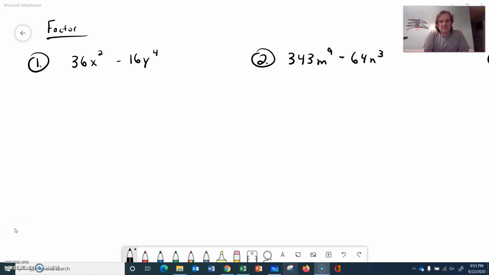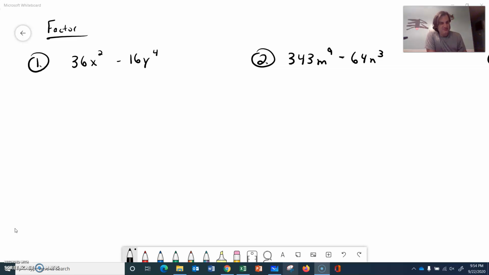Hey, it's Mr. Alry, and we're going to do a couple of factoring practice problems here, and these are ones that use some of our special rules, so they're special cases. The first one here, 36x squared minus 16y to the fourth. So our special rules either deal with squares or cubes.